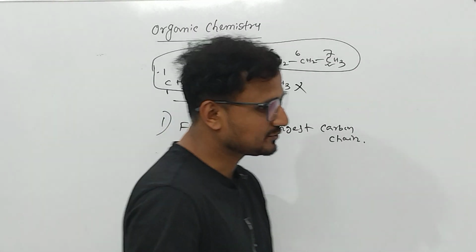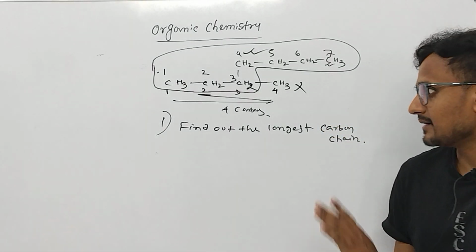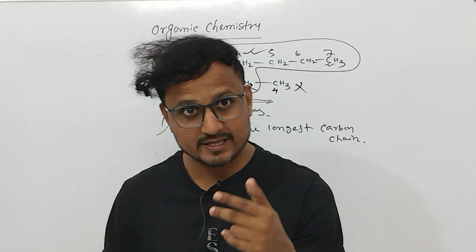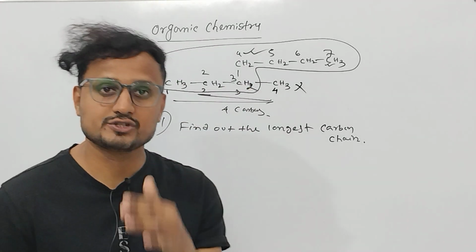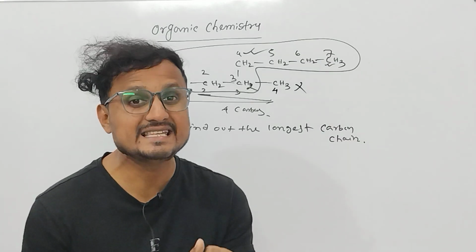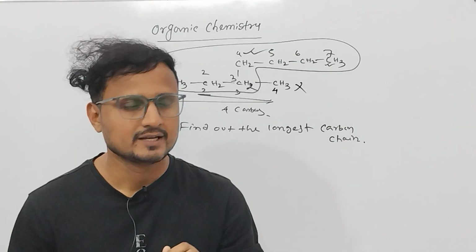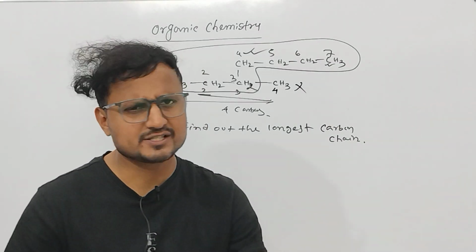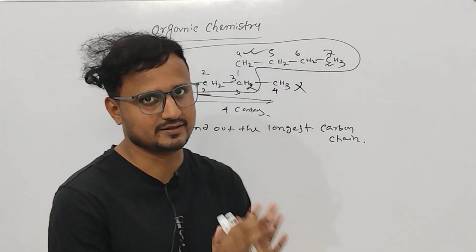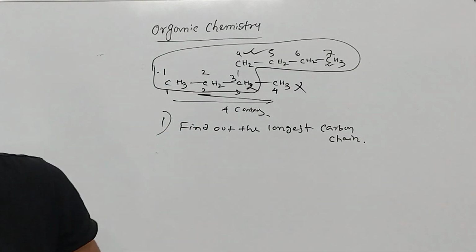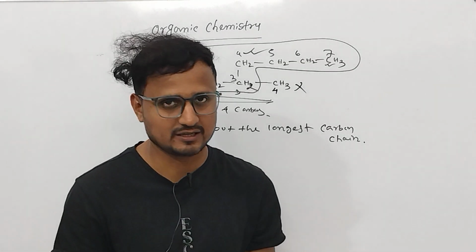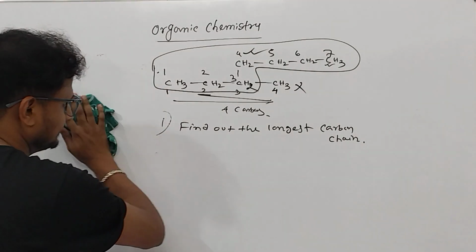Next, you have to number the carbons in such a way that the carbon attached with a double bond or triple bond or any functional group should get the least number. In class 10 we do not get many critical problems, but we have to learn. Let us start one by one. If I tell you all the rules together, there will be confusion. So let us start.